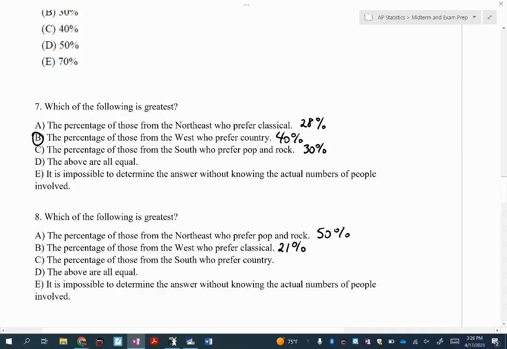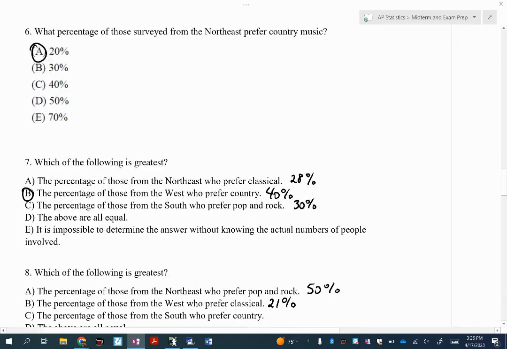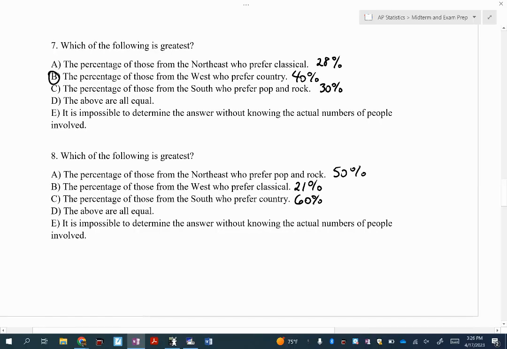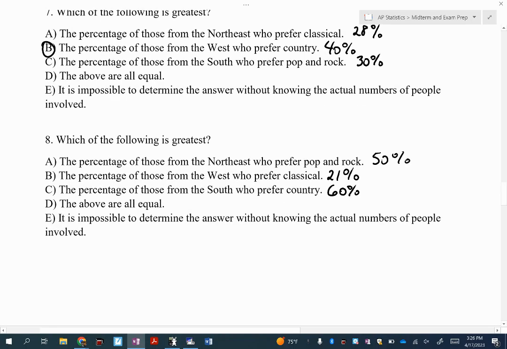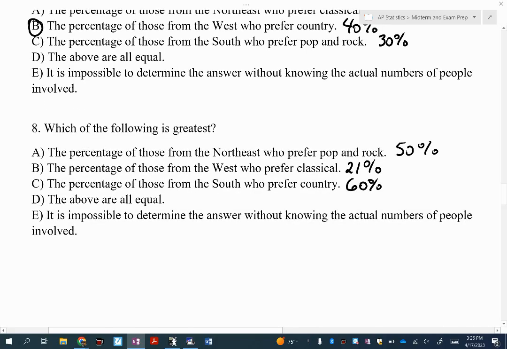Okay. And the South who prefer country? Well, 30 to 90, 60%? Seems like a lot. Guess that makes sense in the South. I mean, probably in general, yes. Most of the musicians that perform country are Southern. All right, so which one's the greatest? C.